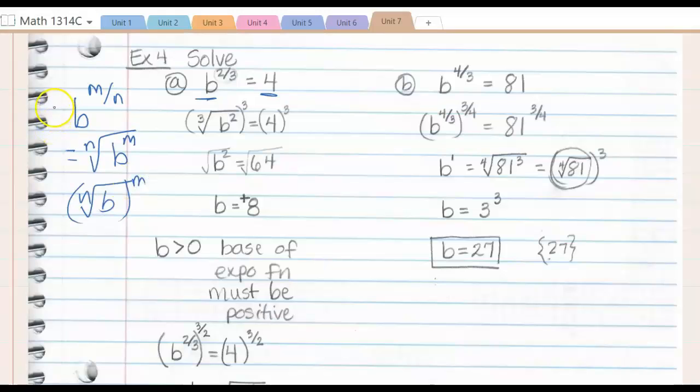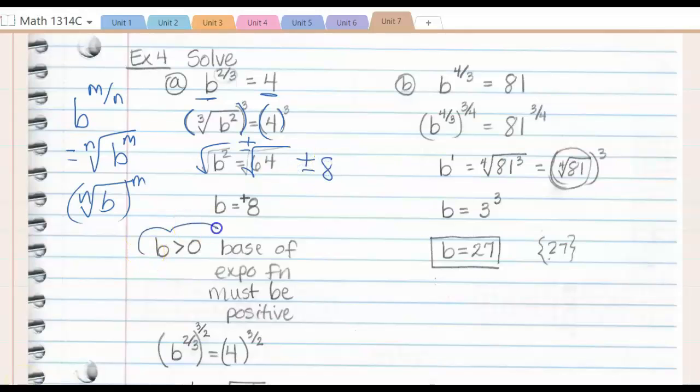So you notice that I've put b to the 2/3 to be the cube root of b squared. And now we have a radical equation that we need to solve, which was covered in the last unit. So now I'm going to cube both sides. Remember, I put one set of parentheses on the left, one set of parentheses on the right, and I'm going to cube both sides, and that's going to give me b squared is equal to 64. Then I'm going to take the square root of both sides. Don't forget you're going to do plus or minus.